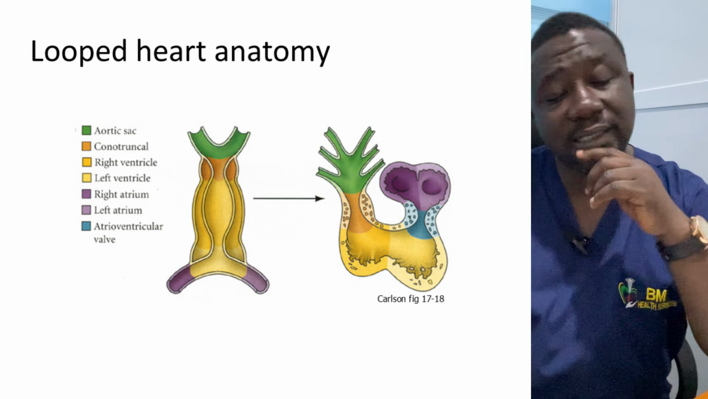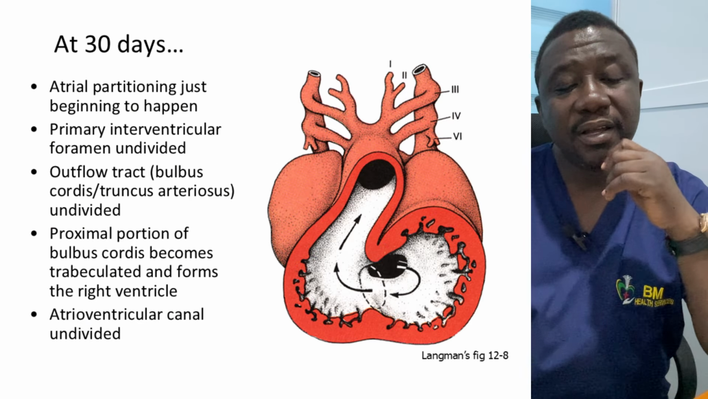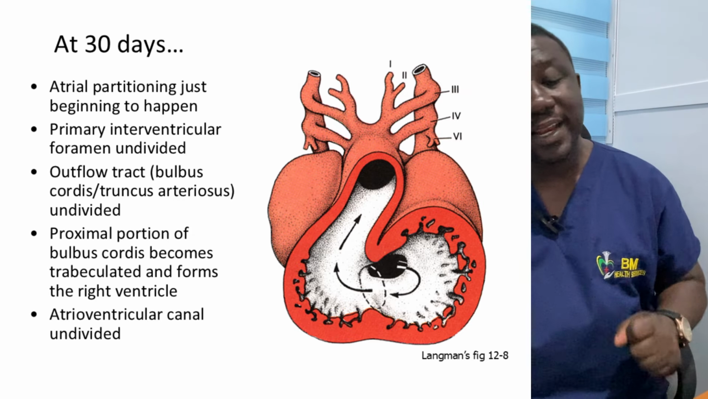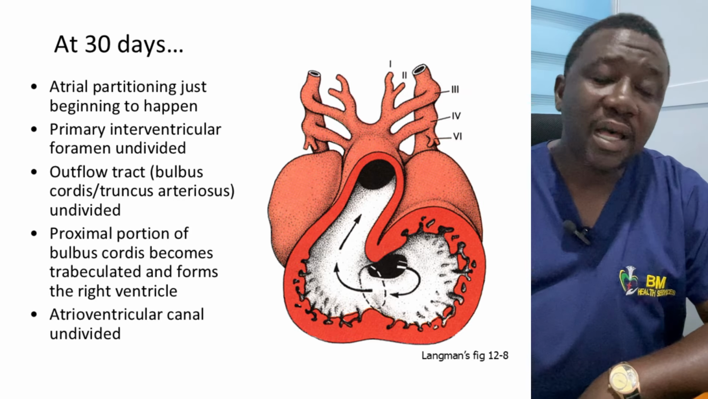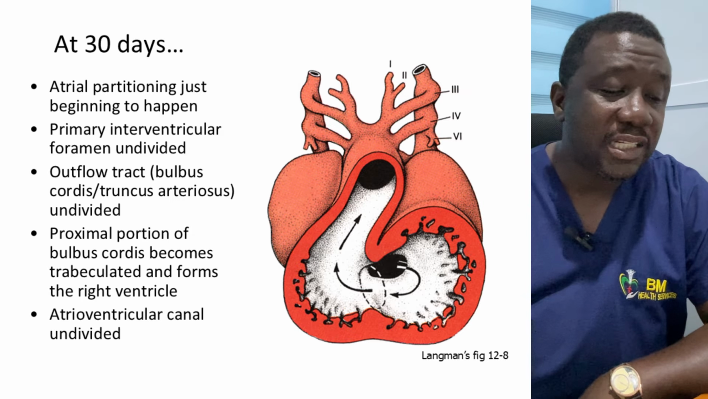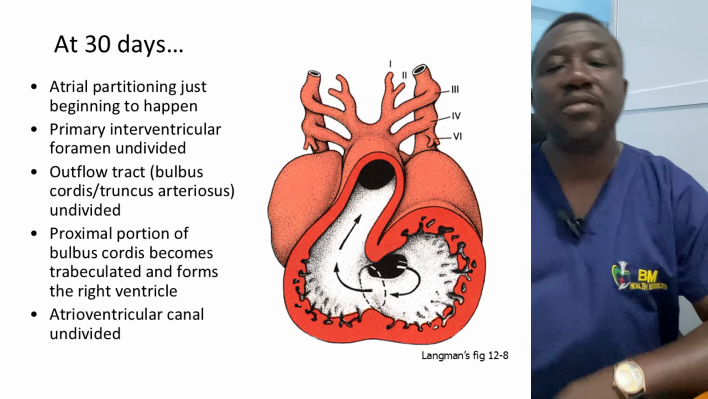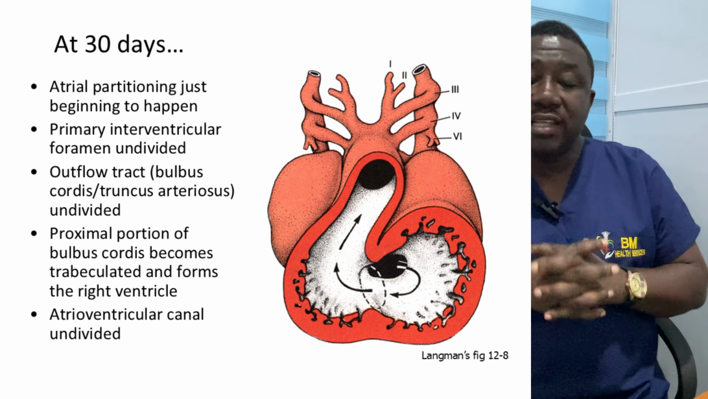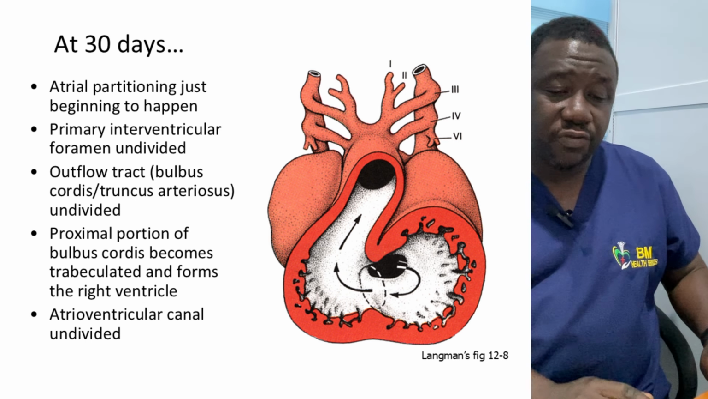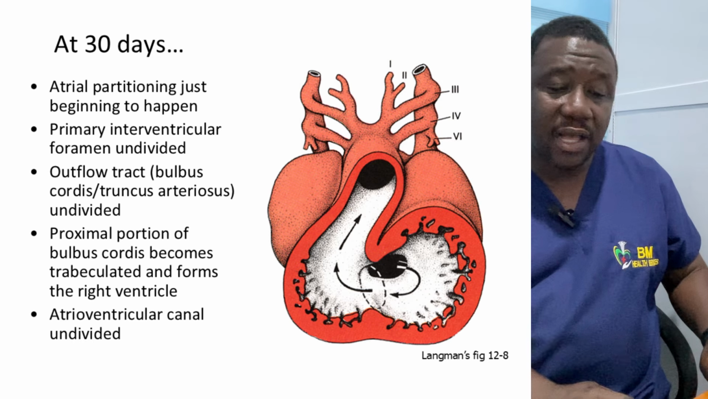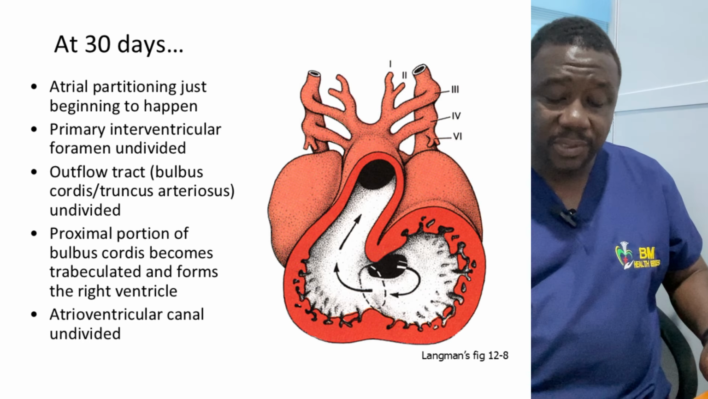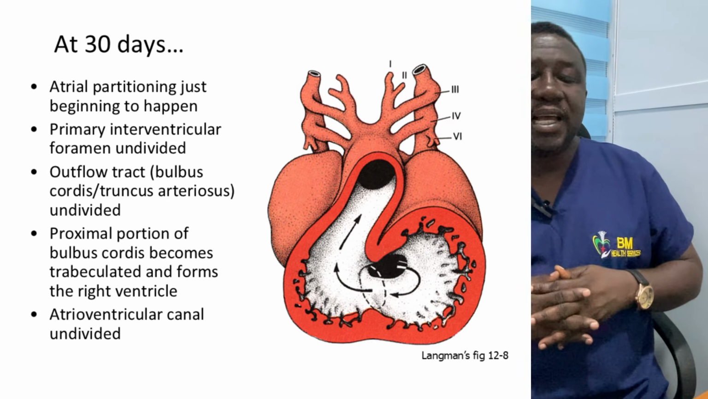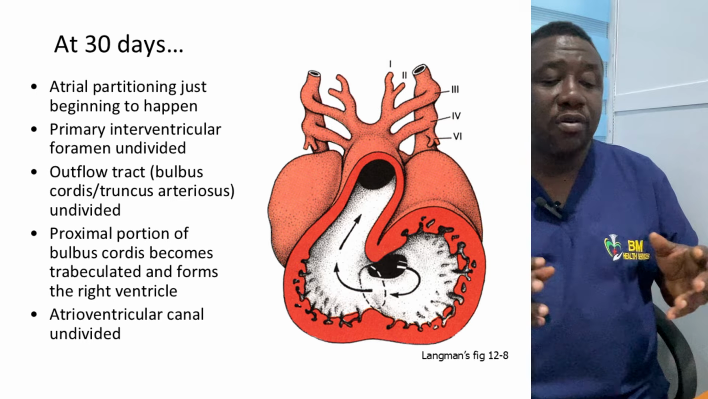At 30 days, this is what we have. Now at 30 days, we have a complete fold, something that looks like the heart if you look at the screen. Okay. At 30 days, we have the atrial partitioning just beginning. You see, if we go back, the violet color is the atrium. Here we see two different places, but they are not partitioned. So we say at day 30, they start partitioning. At day 30, the interventricular foramen is also forming.